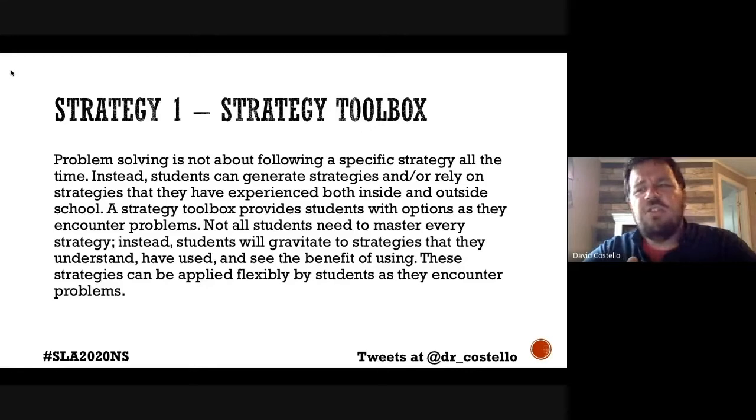When I think of a strategy toolbox, I think of what we think about in terms of mental math. We're not mandating every strategy, but there are strategies there that students can select from when it's appropriate and when it's effective, and they can use them flexibly and interchangeably. That's what we want to see in problem solving as a strategy toolbox. So not all students need to master every strategy. Instead, students will gravitate towards the strategies that they understand, that they have used, or that they see the benefit of using. So these strategies can be applied flexibly by students as they encounter problems.